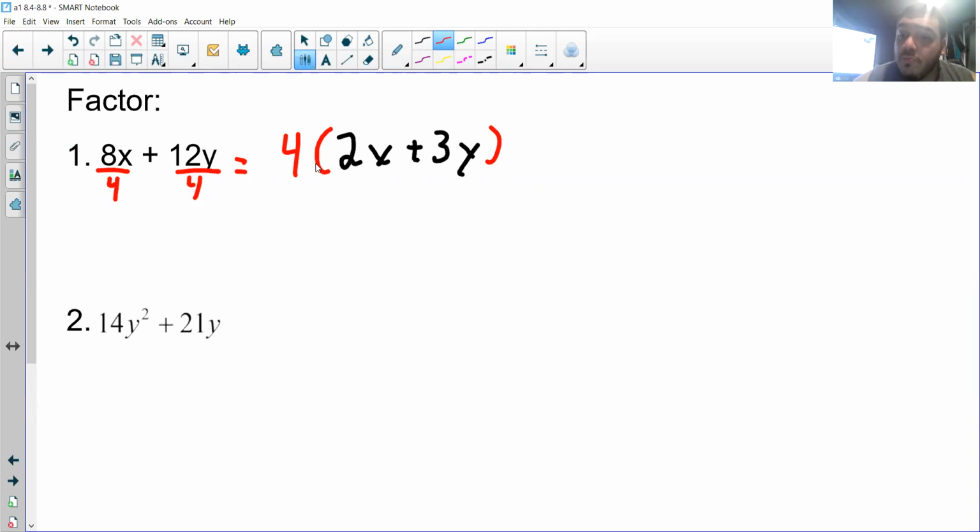Wait, is the 4 on the outside because of the factoring? Absolutely. The 4 is on the outside because of the factor. You take the factors on the outside. Again, it's the opposite of distribution. So distribution, you multiply in. Division, or factoring, you divide out. So you got to think of it in reverse. So it's just 4 times (2x plus 3y). You can't do anything beyond that.